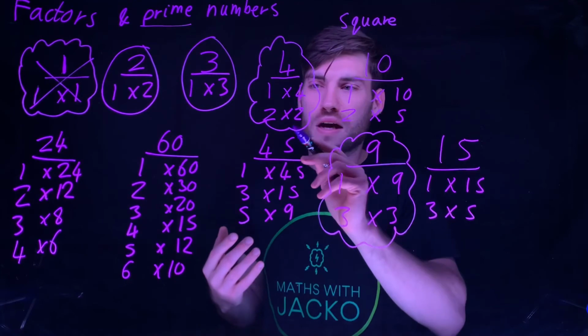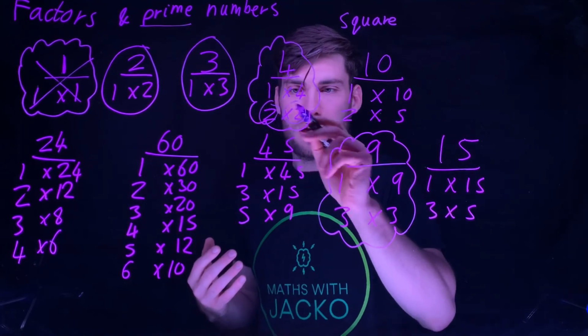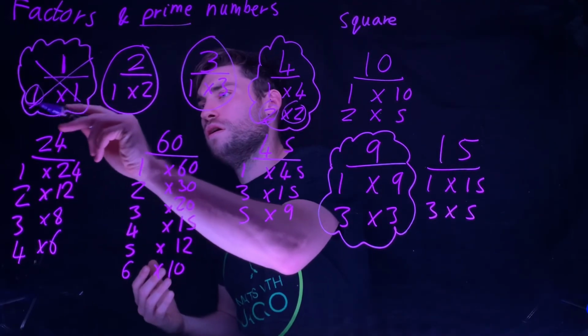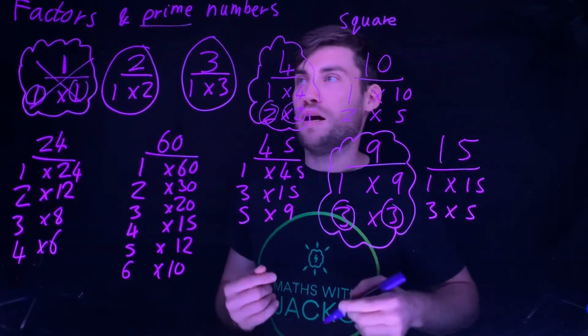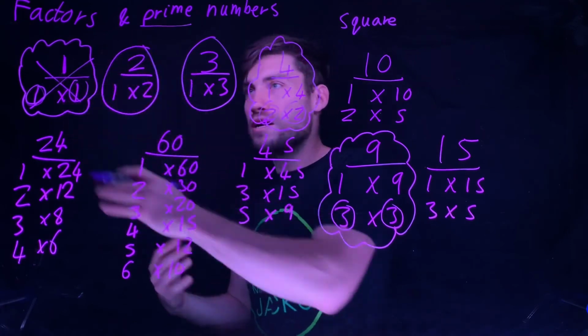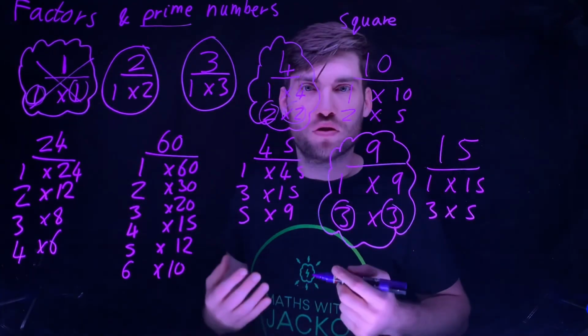Yeah, 2 times 2 makes 4. 1 times 1 makes 1. 3 times 3 makes 9. So there we've touched on factors, prime numbers, and a little bit on square numbers as well.